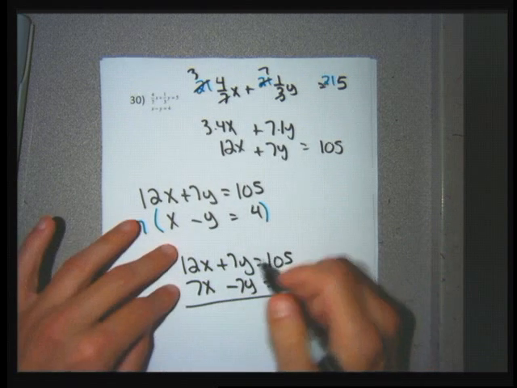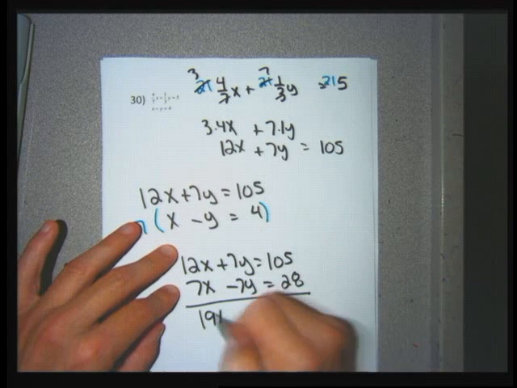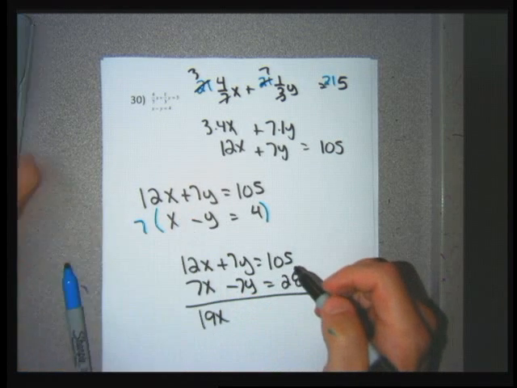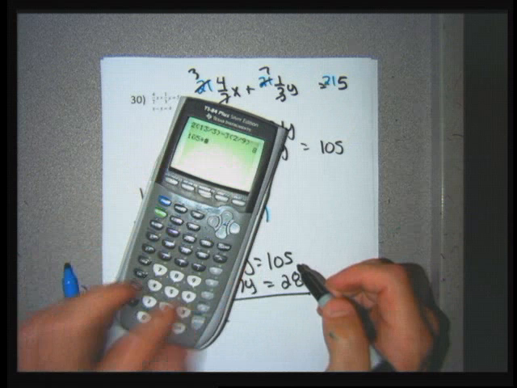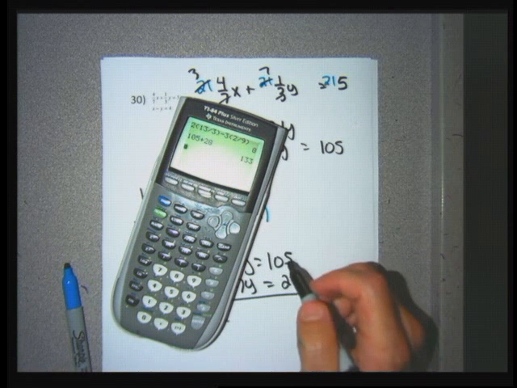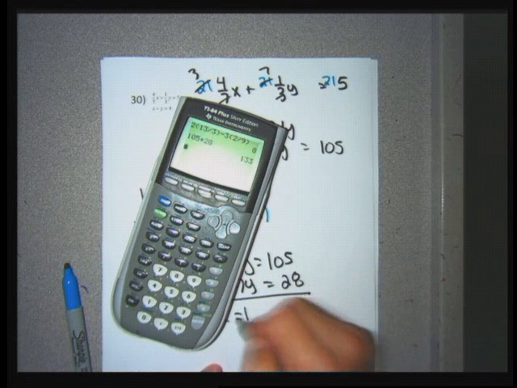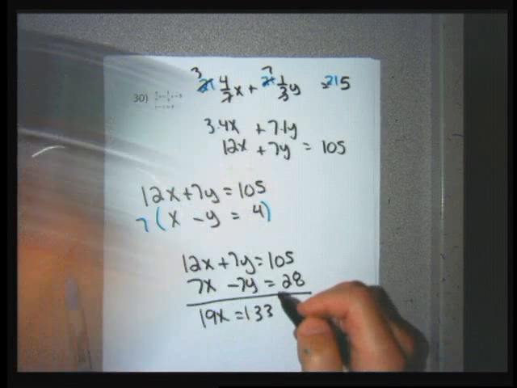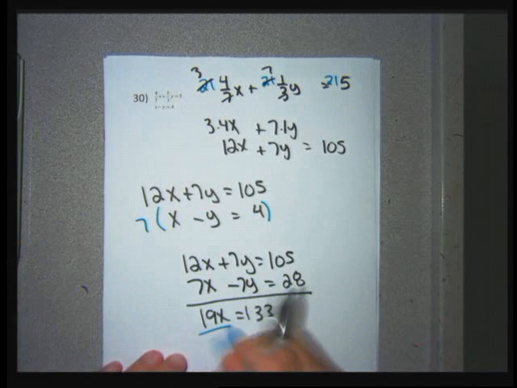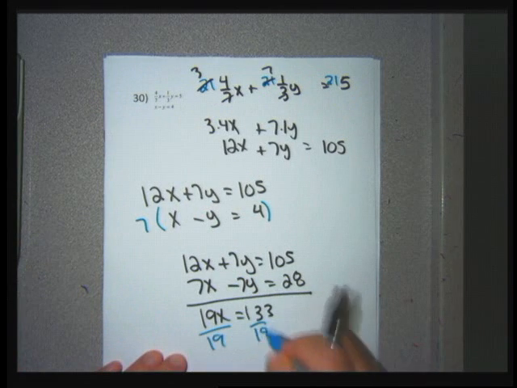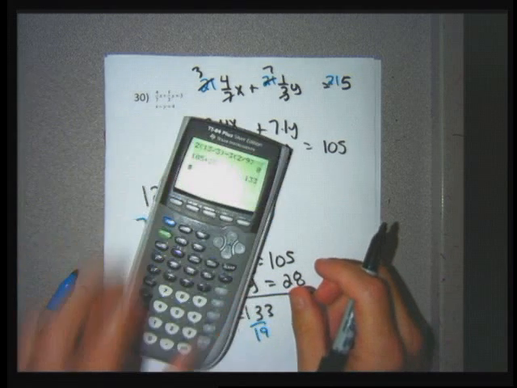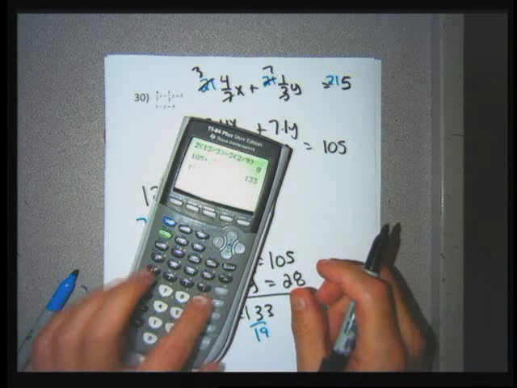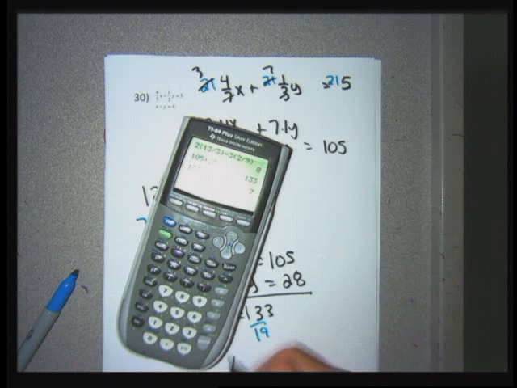Add 12x and 7x and get 19x. The y's cancel. 105 plus 28 is 133. So I get 19x equals 133. Divide both sides by 19, and then I do 133 divided by 19. My calculator tells me x equals 7.